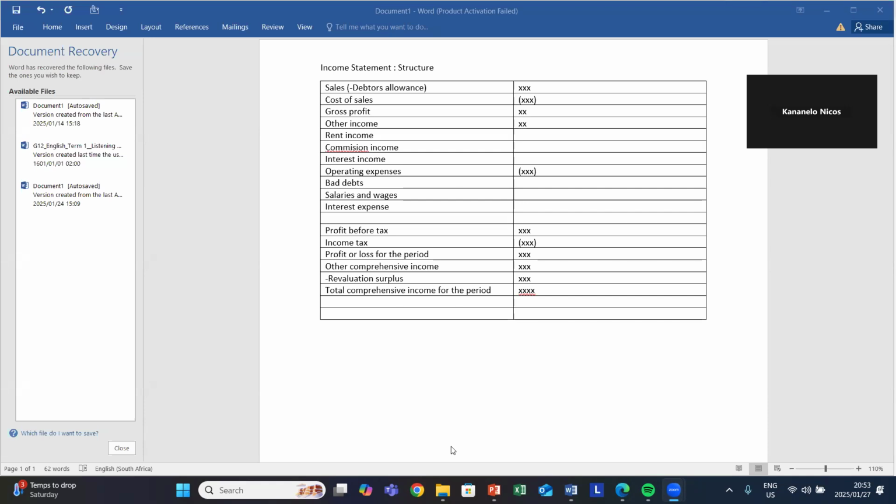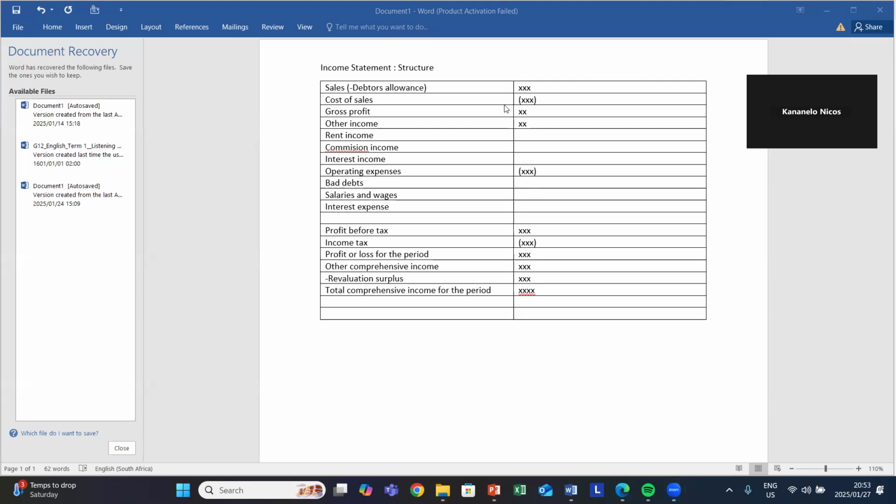So today we'll be focusing on our structure for the income statement. It's Financial Accounting N6. Let's look at the structure we'll be using for this year, to see where it changed and also what you should know. I'll be looking at the structure and the principles exclusively.